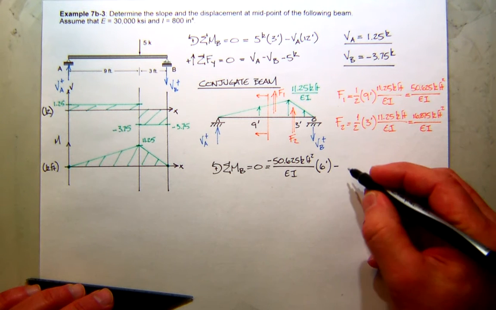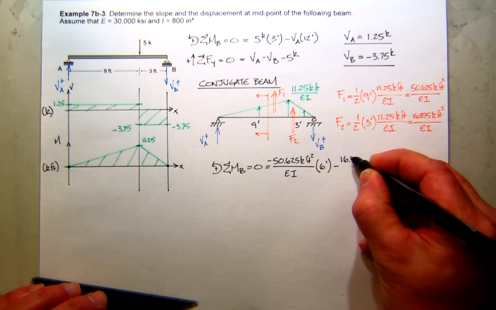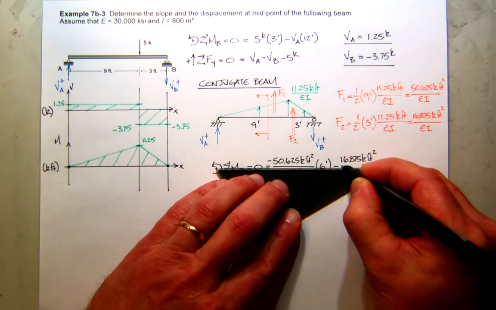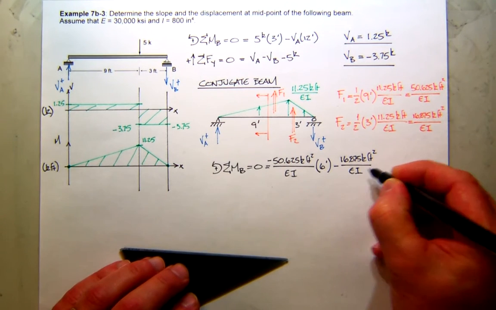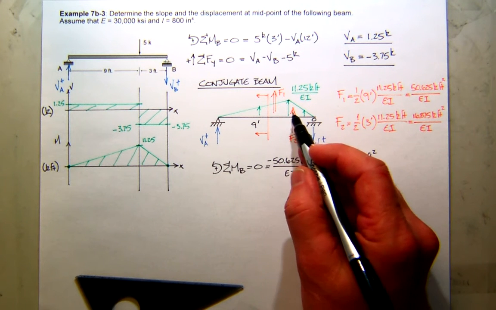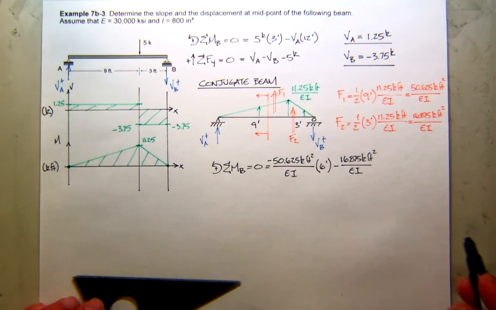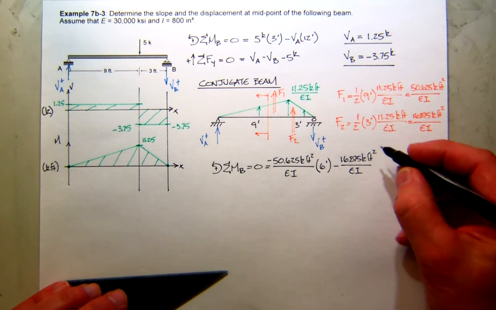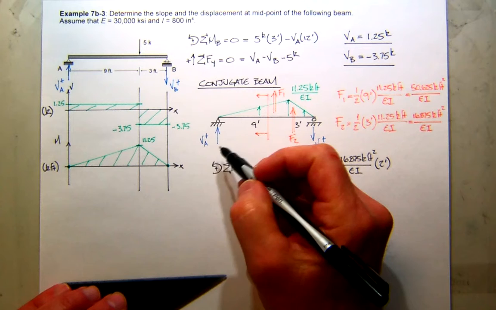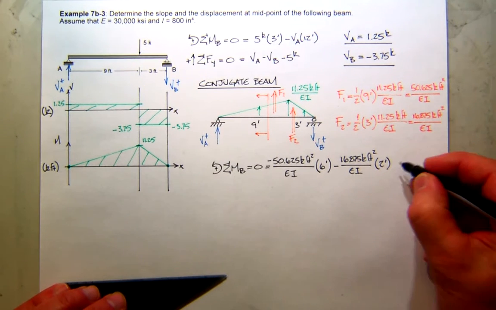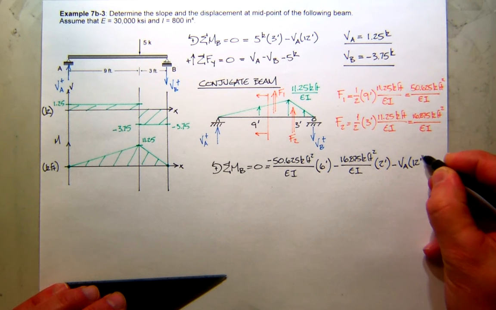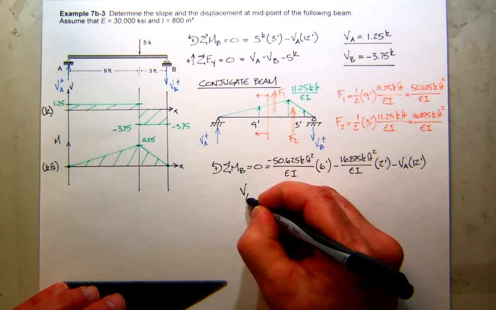And then F2, which is a value of 16.875, and that's kip feet squared over EI. That's the force. And what's the distance from B to that centroid? Well, it's 2/3 the distance, and the distance is 3. 2/3 of 3? 2. And then all the way over here, I've got my reaction at A. It's also negative, and its distance is the total, which is 12. So what is the shear at A?